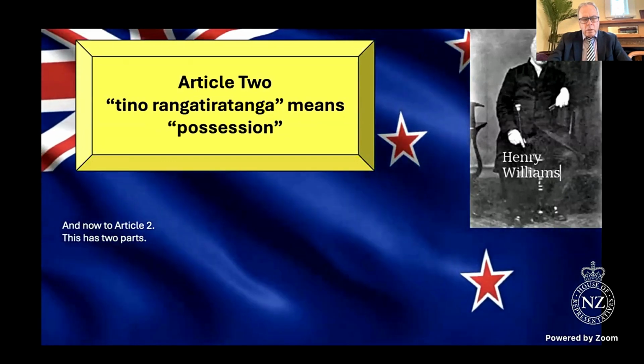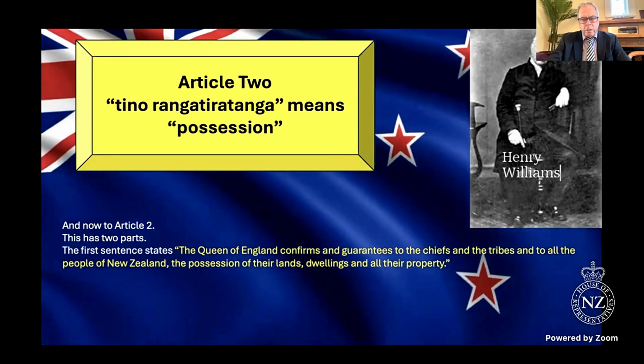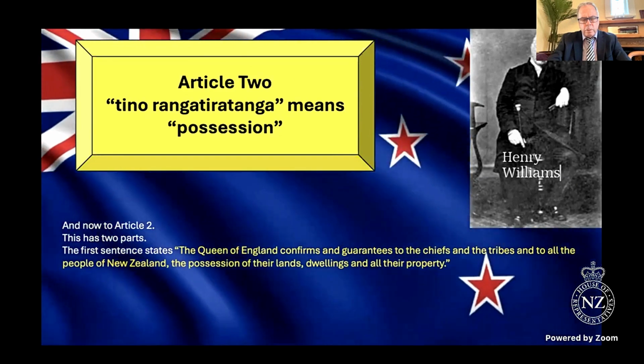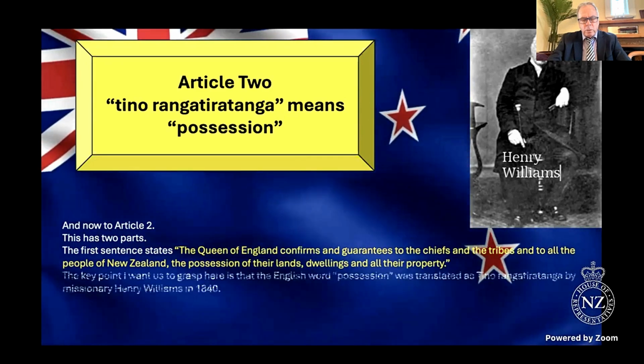Now on to Article 2. This has 2 parts. The first sentence says, "The Queen of England confirms and guarantees to the chiefs and the tribes and to all the people of New Zealand the possession," that's the key word, "of their lands, dwellings, and all their property."